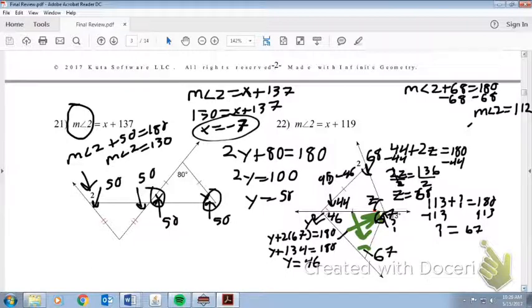Okay, almost there. So then we're going to go 112 equals x plus 119. We're going to subtract 119 from both sides, and we get x equals negative 7.